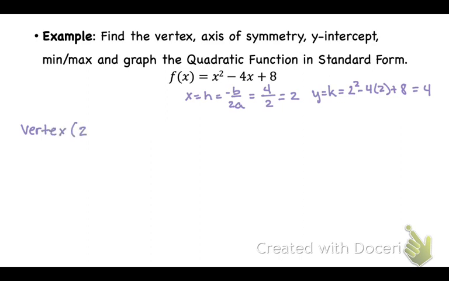So did you get 2, 4? Okay. So the vertex is 2, 4. Did I do that too fast? No. Okay. So open up or down? Up. We're still looking at the first thing, yes? Okay. Wider, narrower, or same? Same.